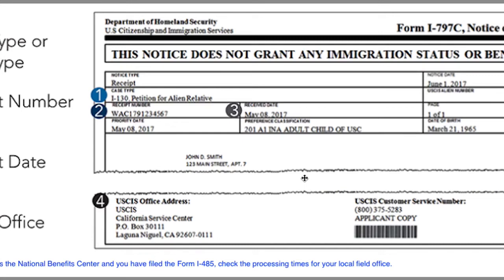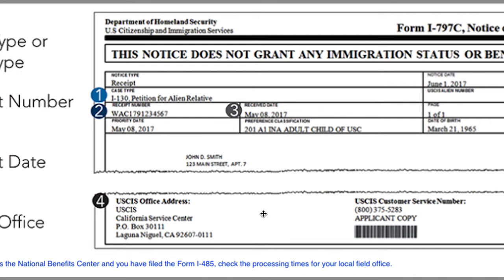Now that you've received your receipt notice, we wanted to explain what some of the information on the receipt notice means. So you'll see that it says at the top right, Form I-797C, Notice of Action, and it says notice type is receipt. So this is your receipt notice.